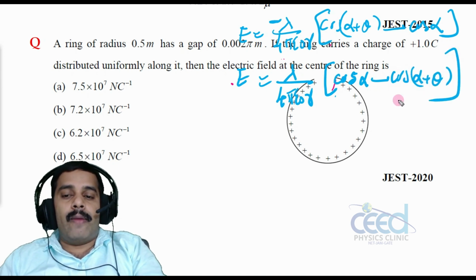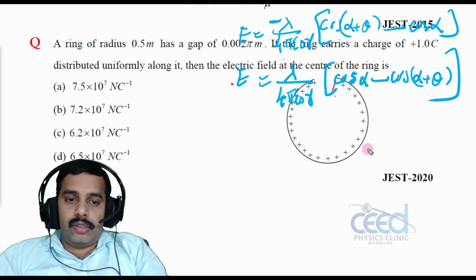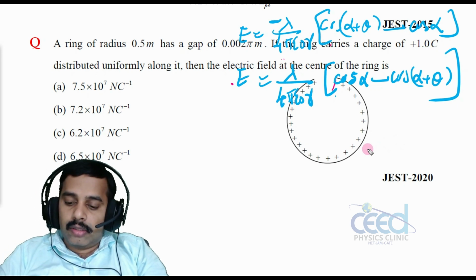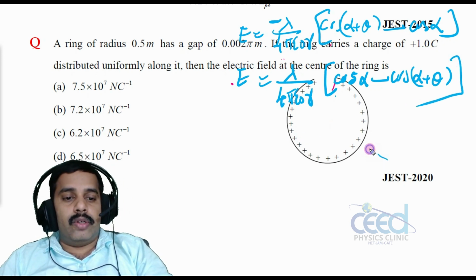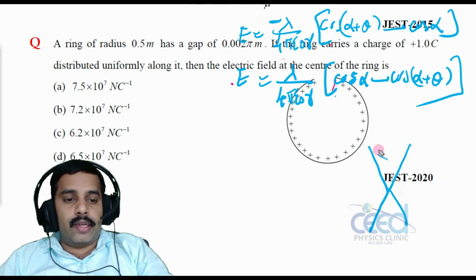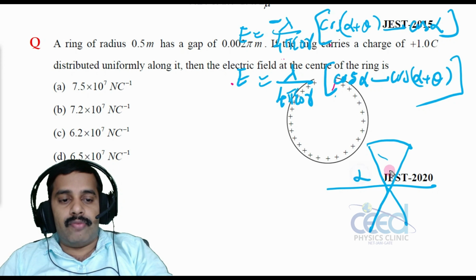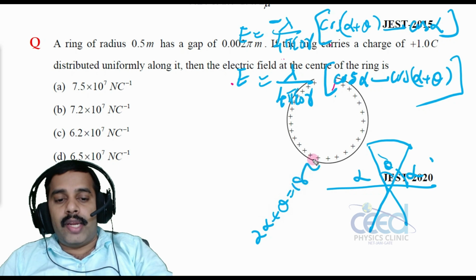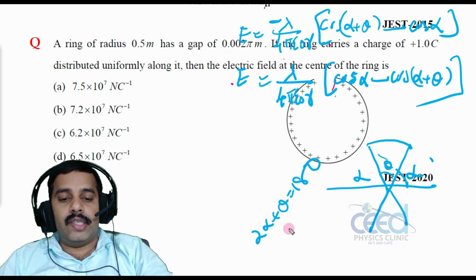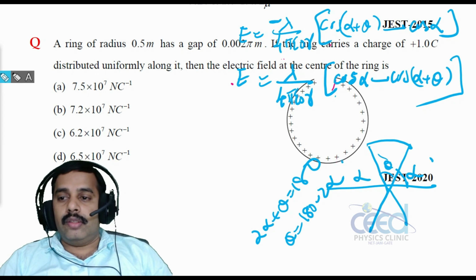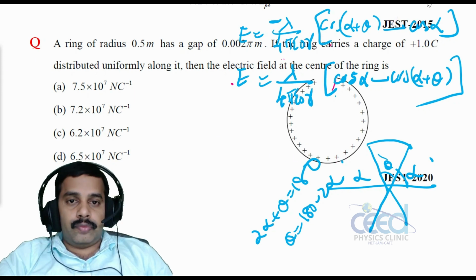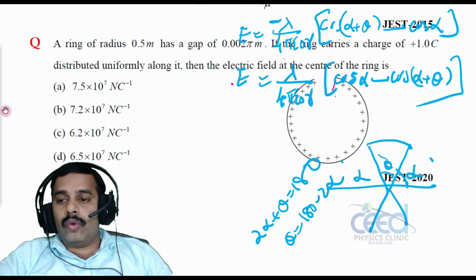Now what is alpha? From the figure, let me again draw this missed portion. So this is the missed portion, this will be my angle alpha, this will be theta, this is again alpha, so 2 alpha plus theta is equal to 180. So theta is equal to 180 minus 2 alpha. Now you are able to solve this theta.